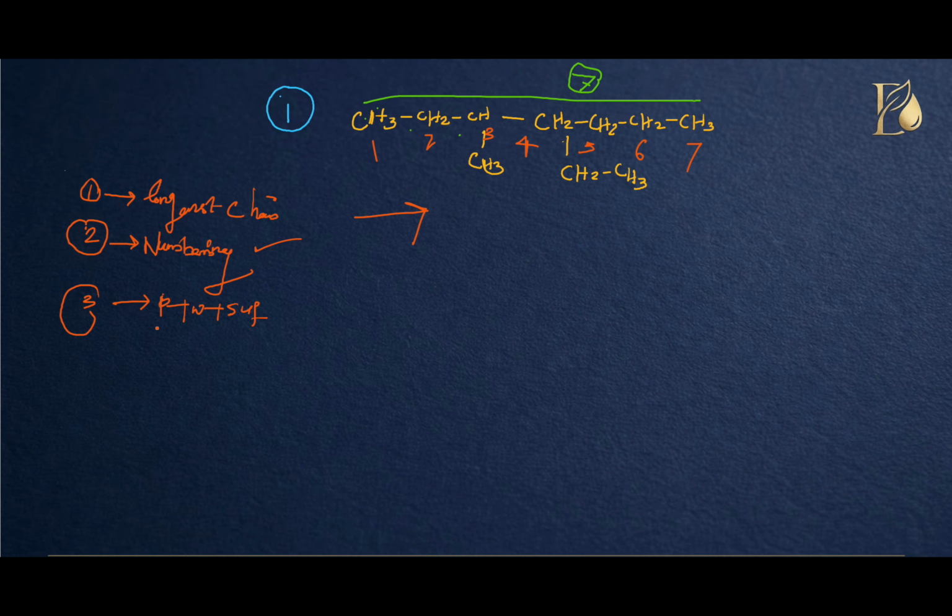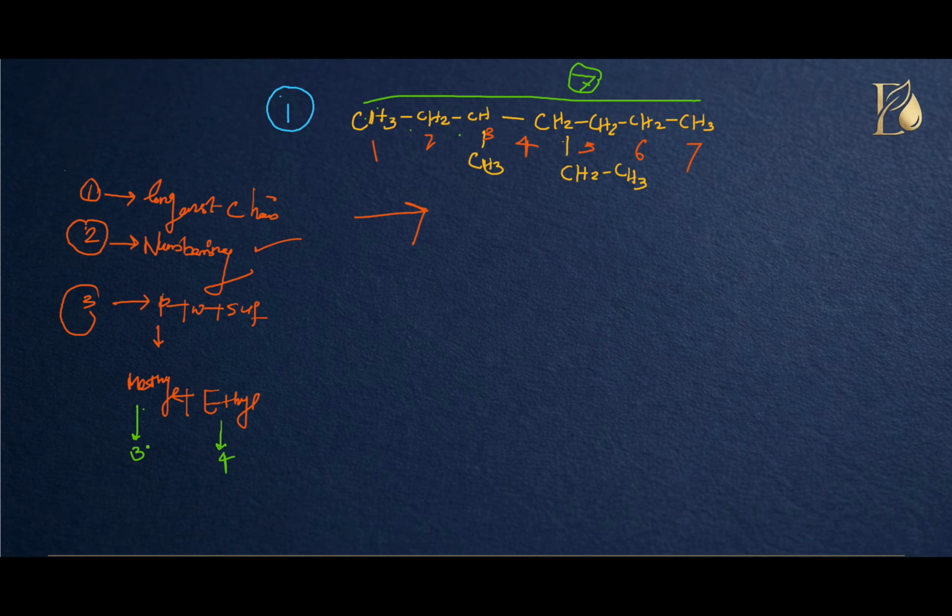So here, what is the prefix? Substituents. How many substituents are there? 2 substituents, the methyl group and one ethyl group, right? So we have to give numbers to these substituents. For the methyl and ethyl groups, the methyl group is at which position? 3rd position, and the ethyl group is at 4th position.